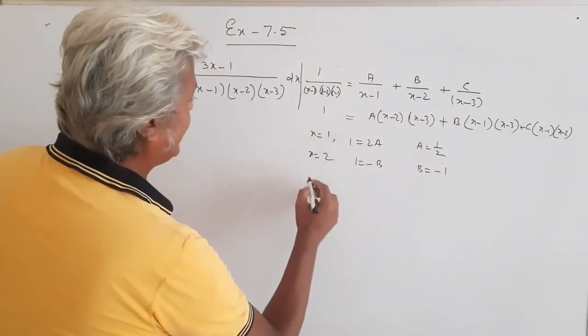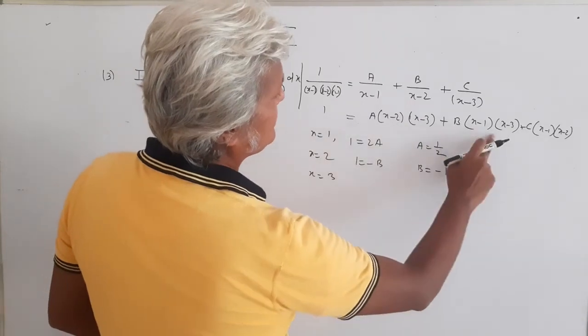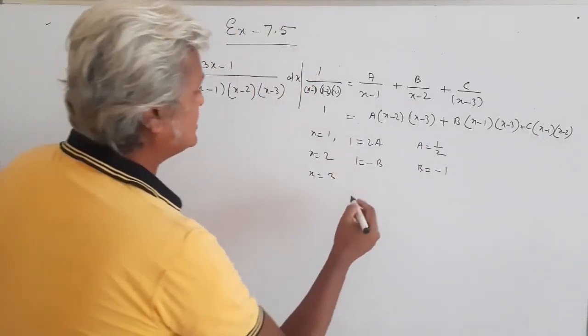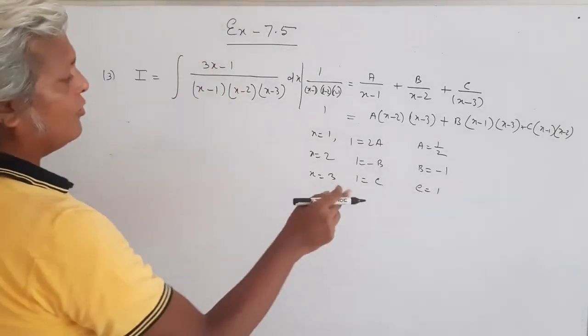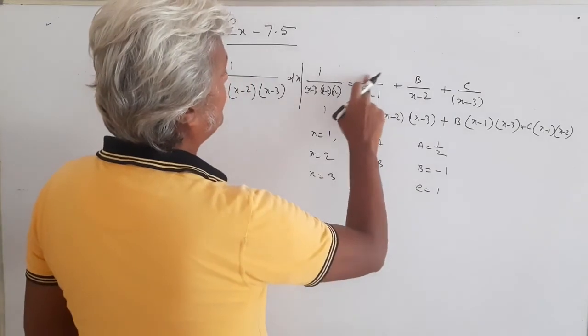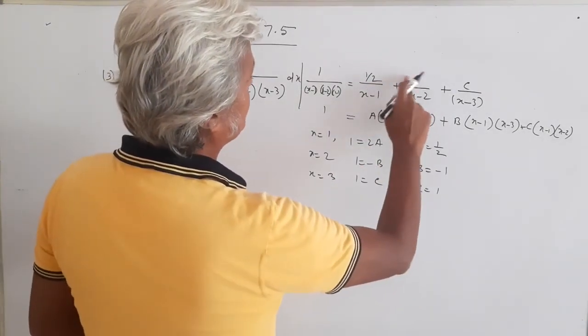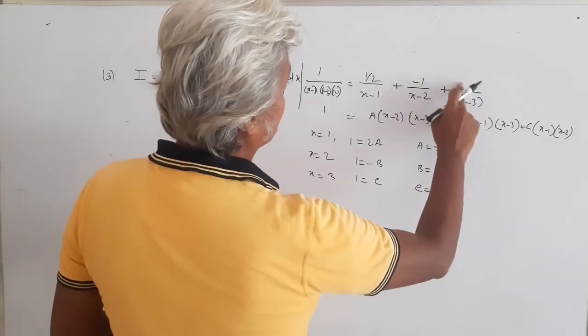And then you take x is 3. Then this is gone. This is gone. 3 minus 1 is 2 and 3 minus 2 is 1. So it is 1 is c. So c you're getting as 1. So now we have half over x minus 1, minus 1 over x minus 2, and plus 1 over x minus 3.